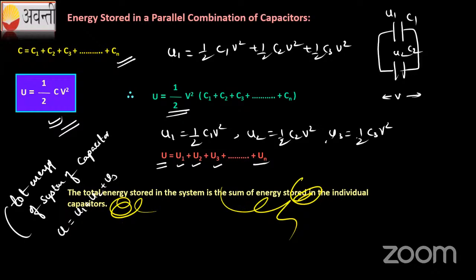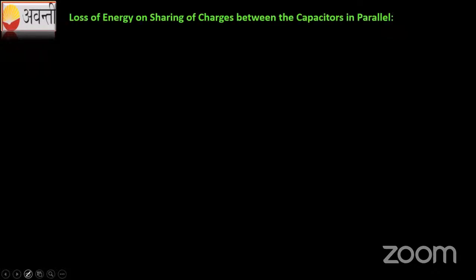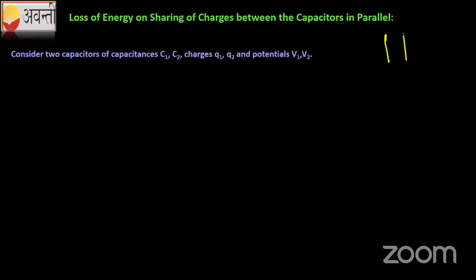Good. Okay, if it is clear, we'll go to the next concept, that is loss of energy on sharing the charges between the two capacitor plates. Just imagine that one capacitor is there. Its capacitance was C1. Already it has potential, let's say V1. It has charges Q1.